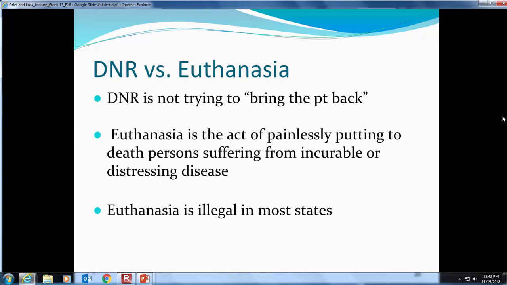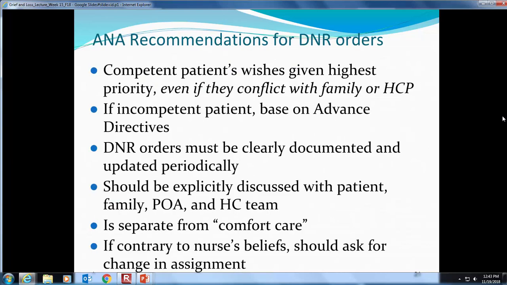With euthanasia, however, they are bringing about death quicker than would be with natural causes by providing usually a lethal dose of a medication. It's important to note that euthanasia is illegal in most states. So this slide just outlines the ANA recommendations for DNR orders. Pause here and review the slide if you need to.